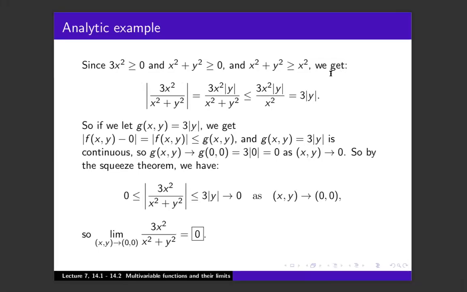Okay. The upshot of all of this is that g(x,y) equals 3 times the absolute value of y. That will guarantee clearly as y goes to 0, 3 times the absolute value of y is also going to 0. So by the squeeze theorem, we can see that the thing in the middle, the function we're interested in, is going to 0 as well. So that's about it. We can now say with certainty that 3x squared over x squared plus y squared is, in fact, going to 0. That's the end.